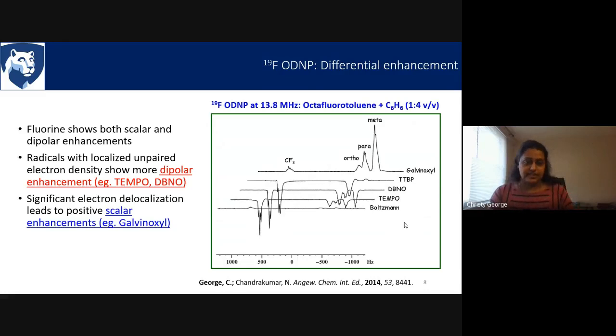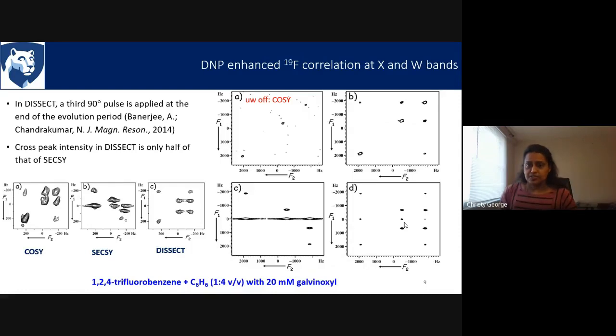scalar positive enhancements. Now, not only 1D NMR experiments, we have also done 2D experiments at X and XQ and W bands using DNP. So for example, these are the standard COSY experiments at W band on a trifluorobenzene sample. And without DNP, we are only seeing the diagonal peaks. Diagonal peaks have the same chemical shift on both the dimensions, both frequency axes. And they don't give any special information other than the standard 1D NMR spectrum.